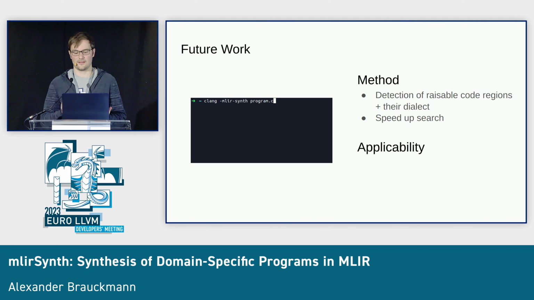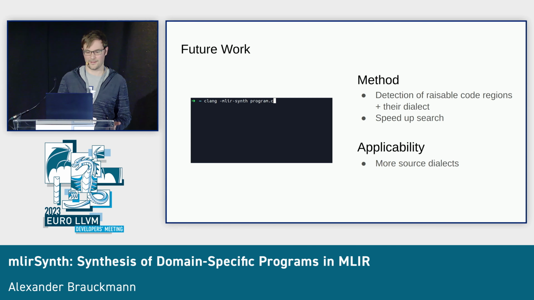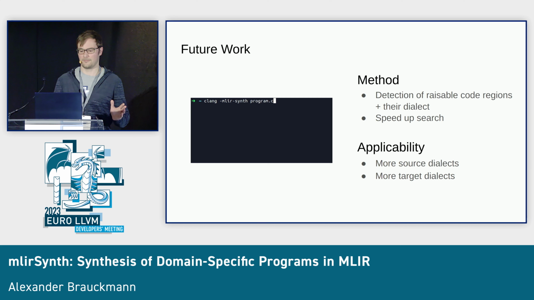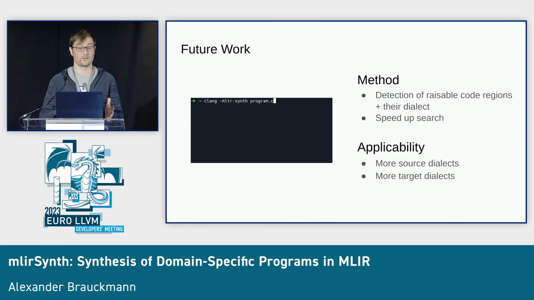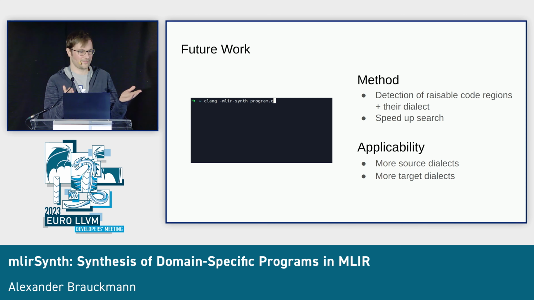Also, we need to detect code regions that can be raised, and not run it on too many regions of the program. Also, we need to make it more applicable, because right now it's just working on affine programs, but there are programs that can be mapped to high-level operations but are not affine. So maybe moving it to LLVM-IR. And of course also supporting more dialects in the target space. So there are more DSLs that we could target in MLIR and automatically raise to. Okay, that's it. Thanks.